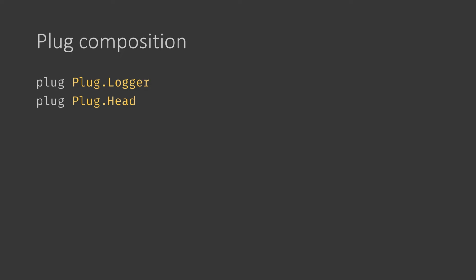So, like I said, we're going to walk through how this process really works. So say we have our module, and in it, we have two calls to this plug macro. We want to set up our logger so that we get these requests logged. And then we're going to use the head plug, which essentially just converts all head requests to get requests. And that's all it does.